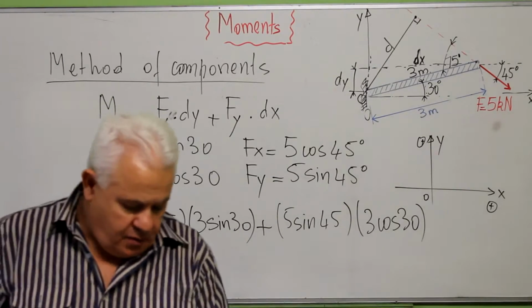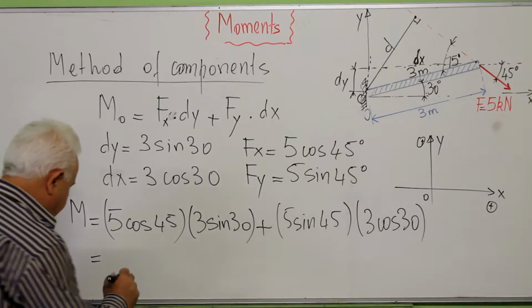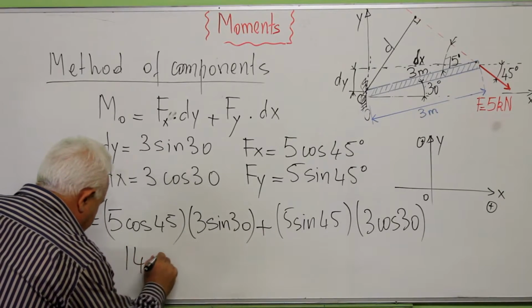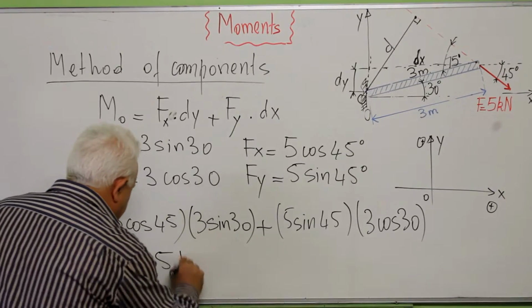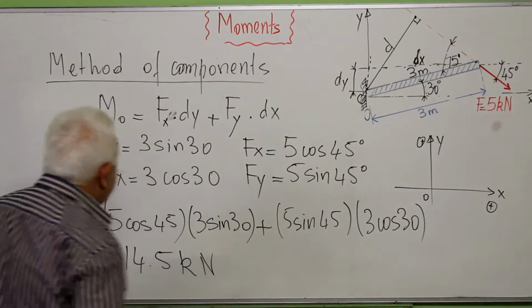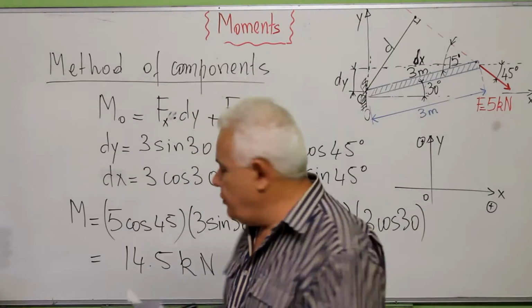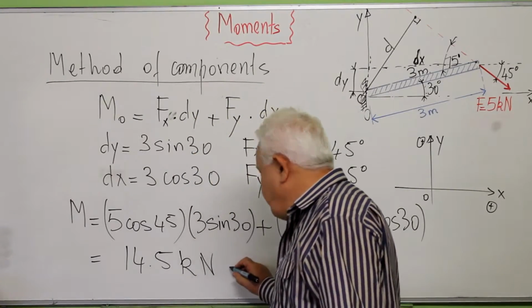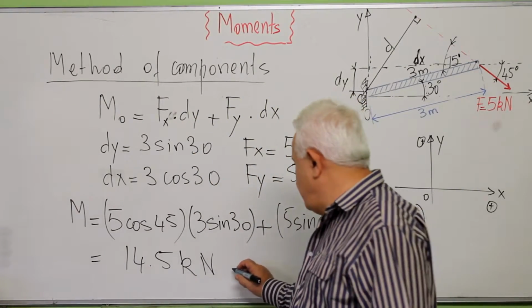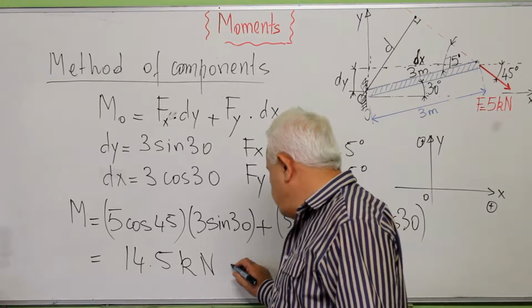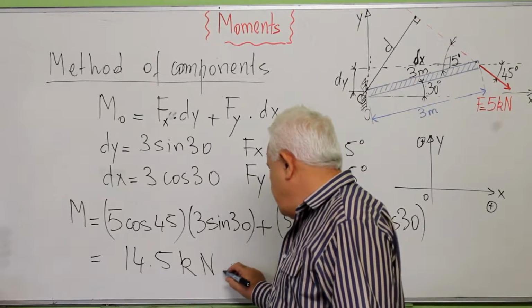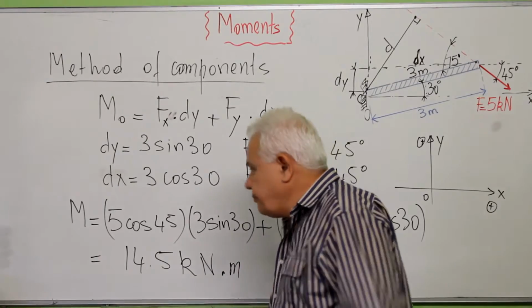The answer, if you put this into your calculator, you will find 14.5 kilonewton meters, the same value that we found previously by using the arm method.